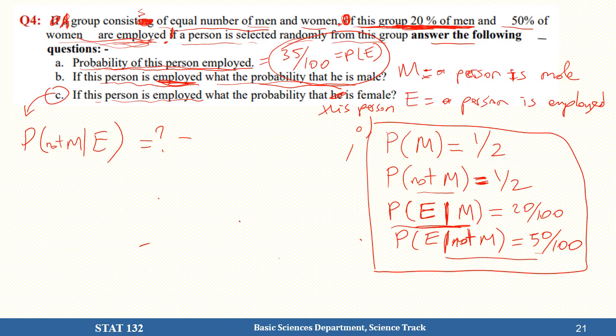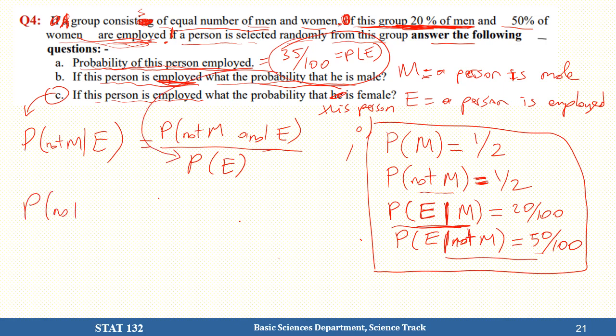Now we can use the conditional rule here first. The conditional probability rule: it will be the probability of not male and employed divided by the probability of the employed. Now we know that one, this is 35%, and we have to concentrate on the other one, and it's not given here, so we will try to get it by Bayesian rule.